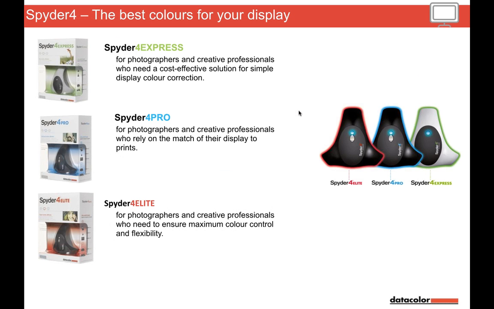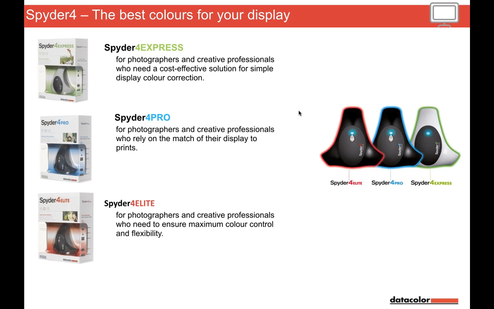It's called a Spyder, and it's the market-leading device for color calibration of screens. It comes in 3 flavors, so we've got the Express, the Pro, and the Elite. Essentially, the Express is aimed at the home user marketplace, so hobbyists. It doesn't allow you to calibrate more than 1 display per machine. So if you've got a laptop, it'll do the laptop screen, but you won't be able to plug a second display in there and calibrate that.